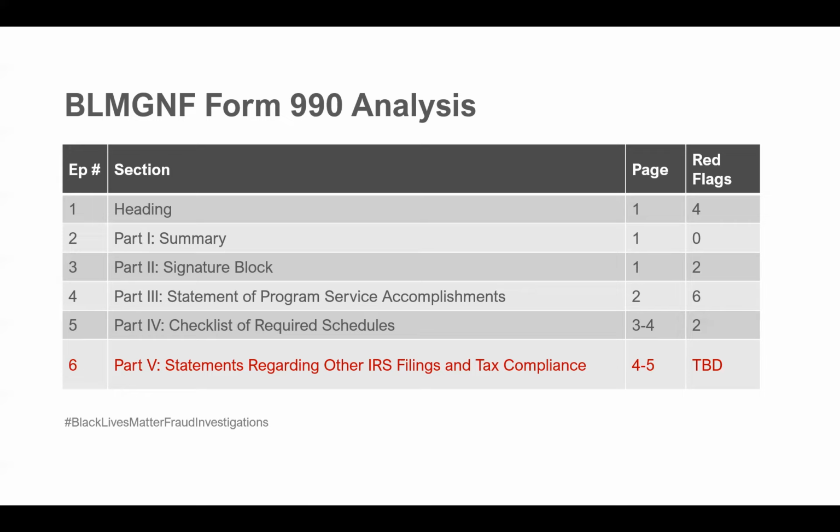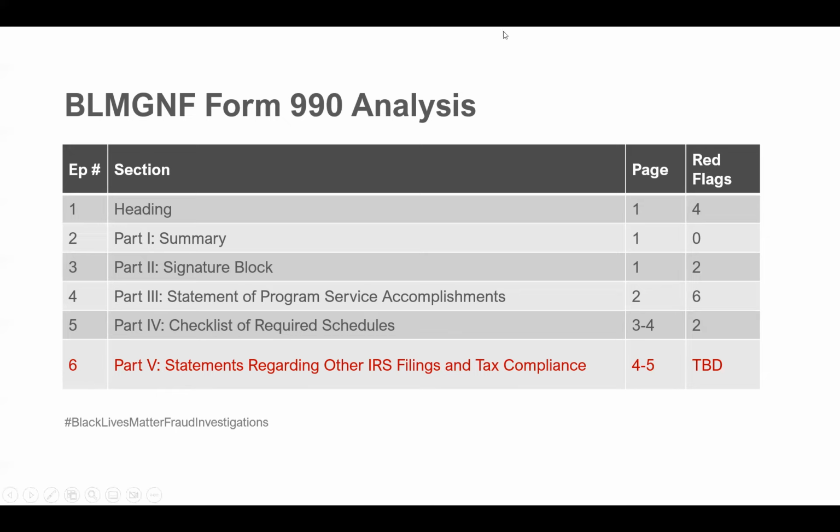In this episode, we're going to talk about Part 5, statements regarding other IRS filings and tax compliance. This information is on pages 4 and 5 of the Form 990 information return, and I will identify the red flags as I go along and then come back to this screen to let you know how many red flags I did identify. The red flags represent information that's not accurate in the Form 990 information return. So I'm highlighting information that is not accurate, and I am classifying that information as red flags.